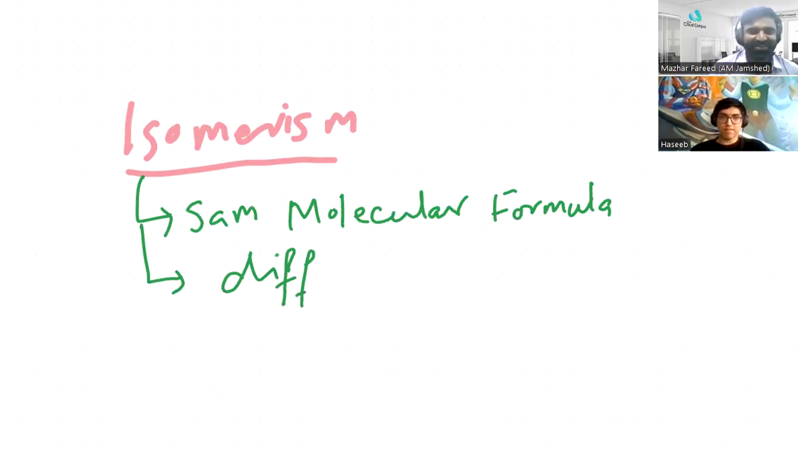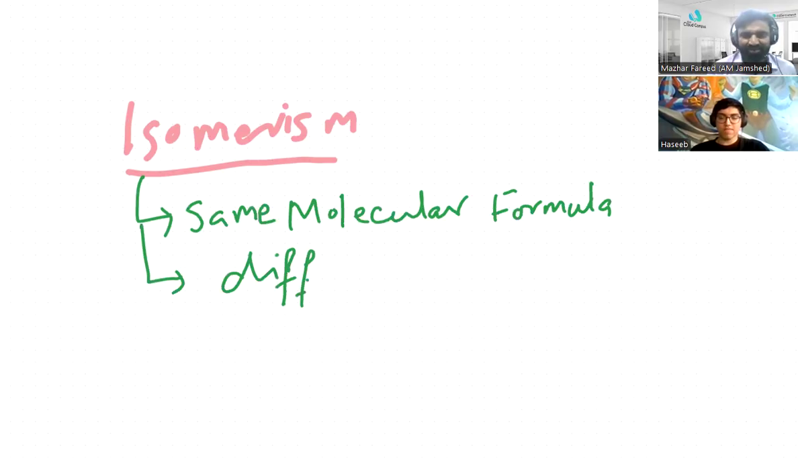Okay. Our topic is isomerism. The word is written here as iso. Iso means same. Isomerism is a property of organic compounds in which they have the same molecular formula and different structure formula.